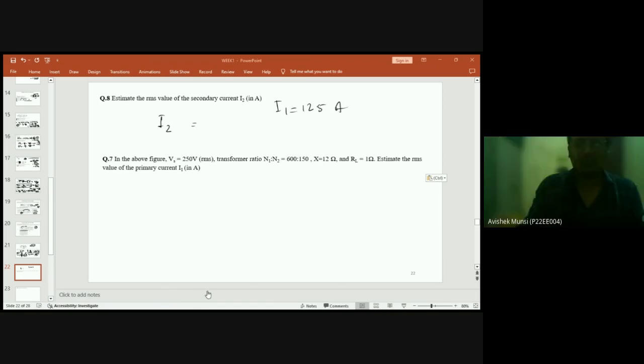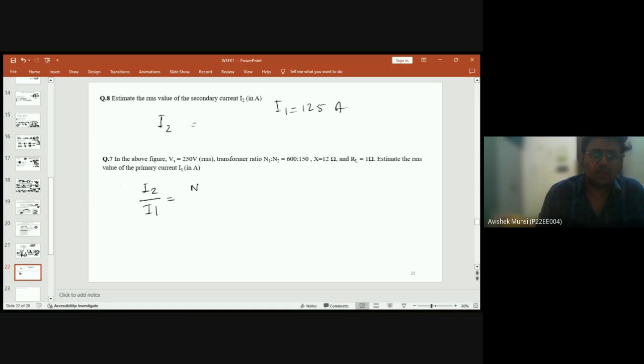See, the calculation of I2 is very easy, right? I don't understand why all of you were not able to answer it. I said that I2 by I1 is N1 by N2. So I2 will be I1 into N1 by N2, 12.5 into 600 by 150. That is 12.5 into 4, that is 50 ampere. Right?